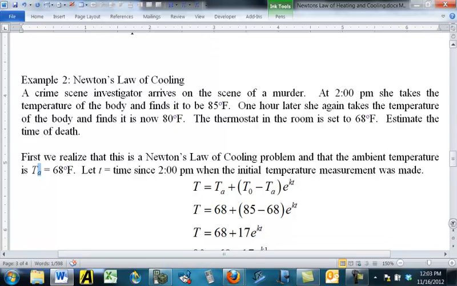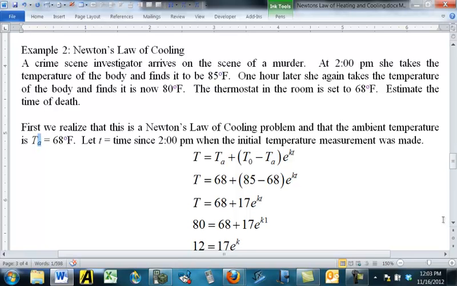Okay, so it's still the same formula. T equals T sub A plus T sub 0 minus T sub A times e to the kt. The T sub 0 is our initial temperature at the first measurement, which was 85 degrees. The ambient temperature of the room is 68. And that gives us this setup here. 85 minus 68 is 17. So we have our formula: capital T equals 68 plus 17 e to the kt.